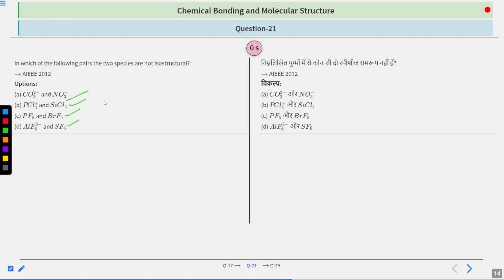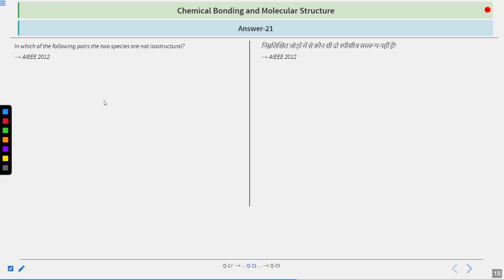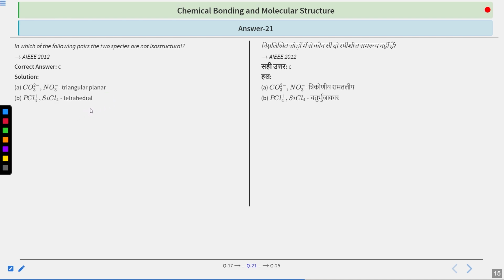Okay, now let us see the solution. So first of all, we have to find that out of these species, three are isostructural, means in three pairs both species have the same structure. Now we have to find the fourth one which is not isostructural. So the correct answer is C. Why is it C? Because CO3 2- and NO3- are both triangular planar. This is for the first one. For the second one, PCl4+ and SiCl4 both are tetrahedral.